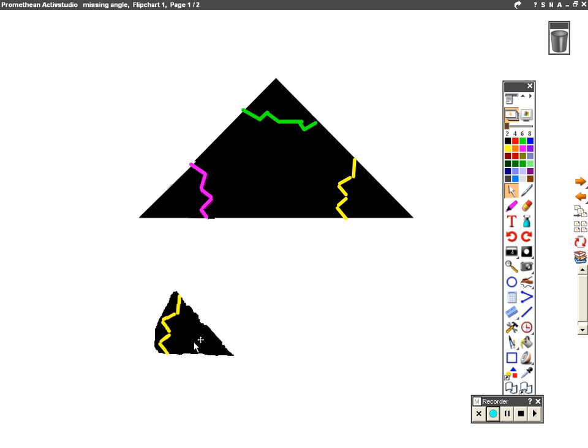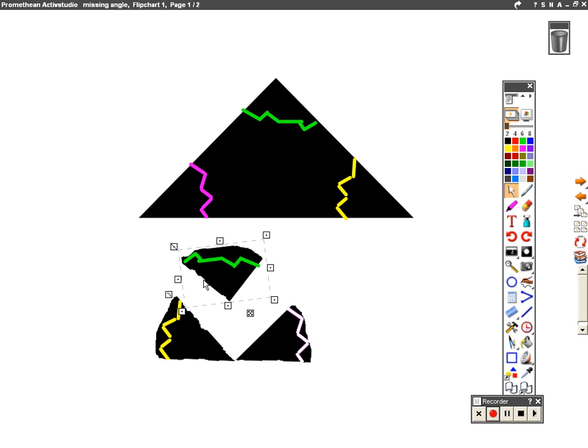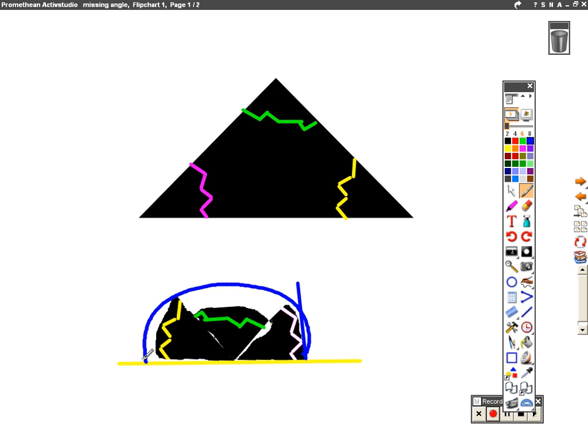So if I tear off that corner, and I tear off that corner, and I put my angles together, let me spin this one, and I piece them together, you will see that they form what we call a straight angle. Okay? And coincidentally, a straight angle kind of makes the shape of a protractor.